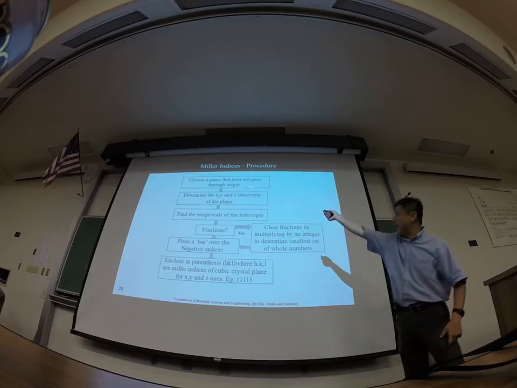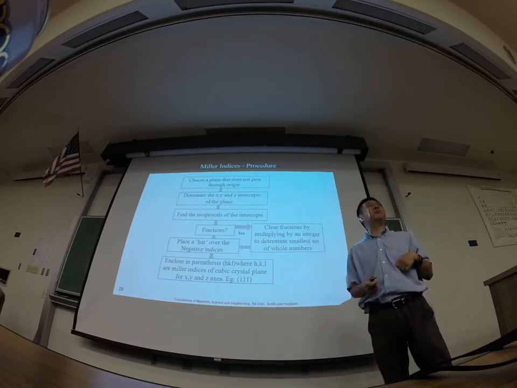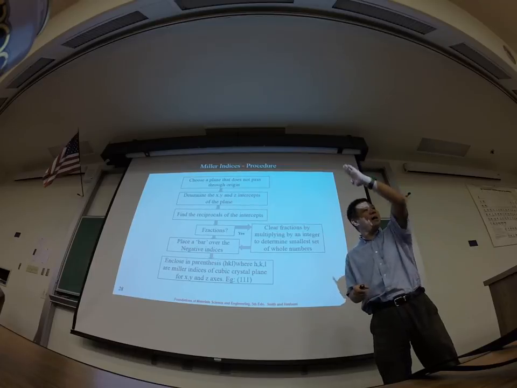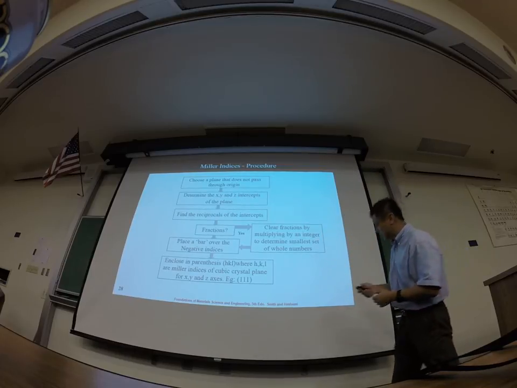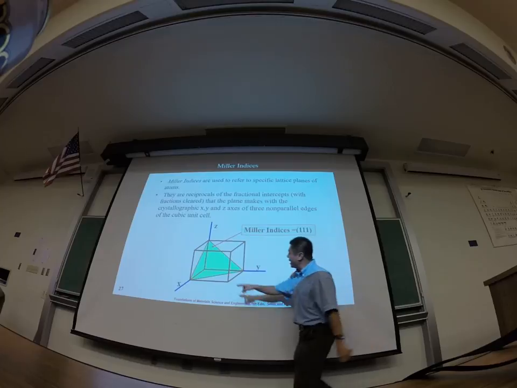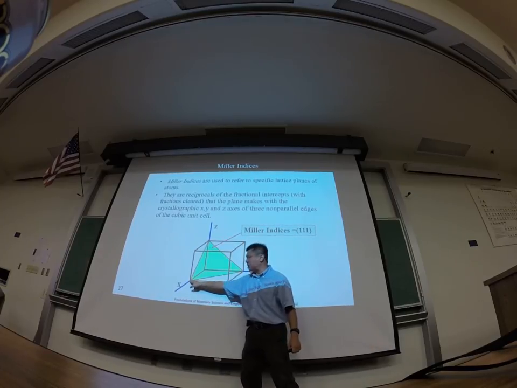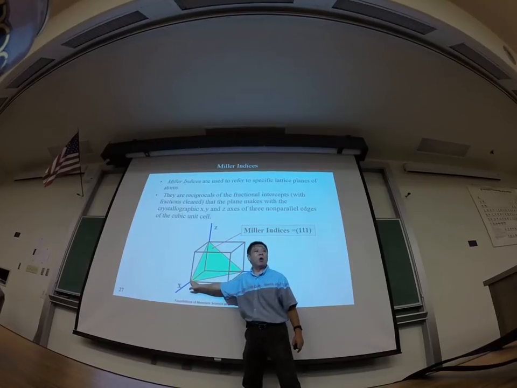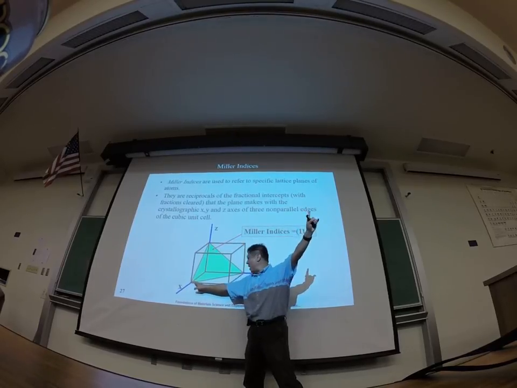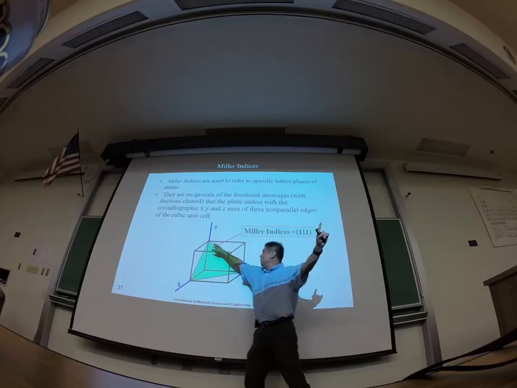The intercepts of the x, y, z with this plane. What are the corresponding x, y, z? So for example, here, for this plane, it intersects with the axes at what point? At 1 point, right? So x equals 1, y equals 1, z equals 1.